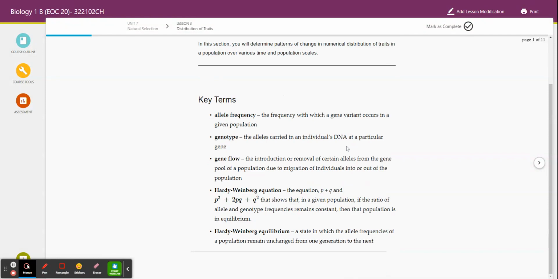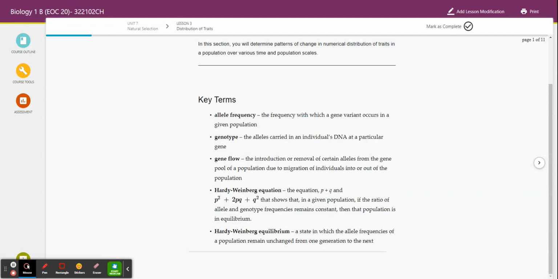Key terms. Allele frequency. The frequency with which a gene variant occurs in a given population. Genotype. The alleles carried in an individual's DNA at a particular gene. Gene flow. The introduction or removal of certain alleles from the gene pool of a population due to migration of individuals into or out of the population.